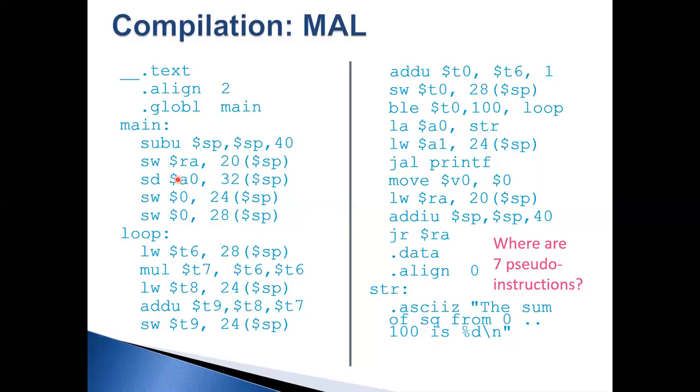What else? Yes, this one. What's wrong with that? What is the real instruction for multiplication? Mult, and it only has 2 arguments because there's no destination in mult. Yes, good. What else? Same thing here. What's wrong with this? It's an immediate, and this is not an immediate. What else?